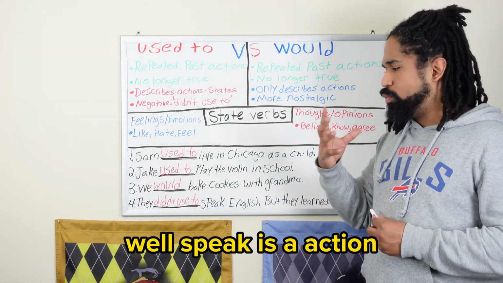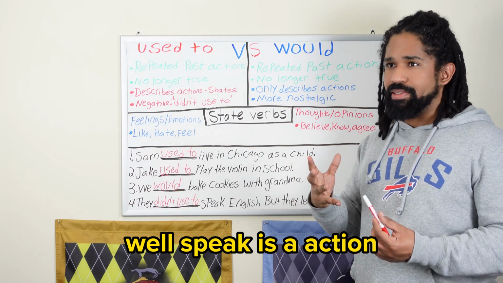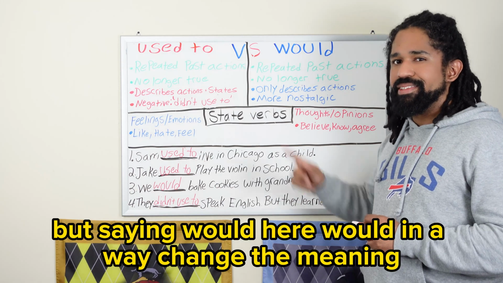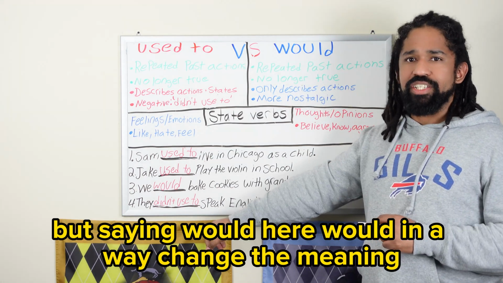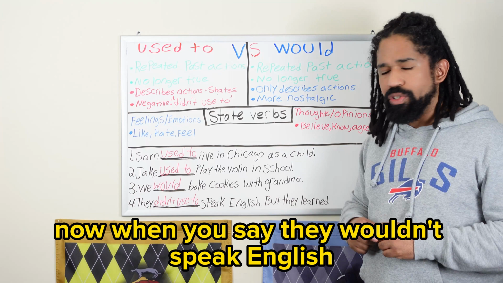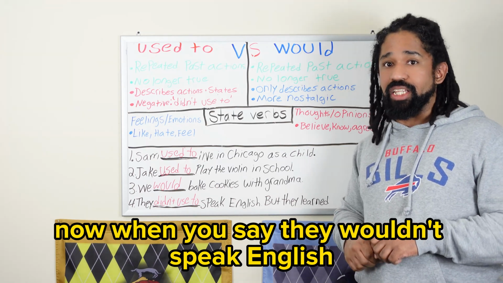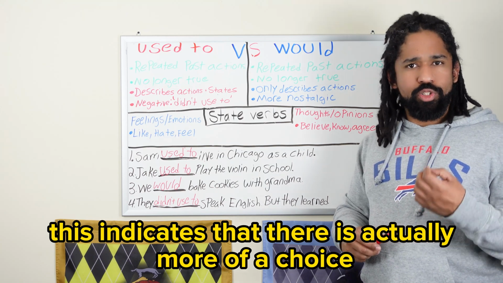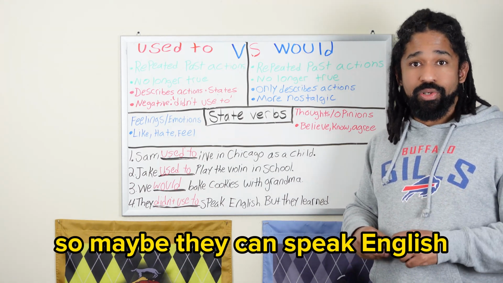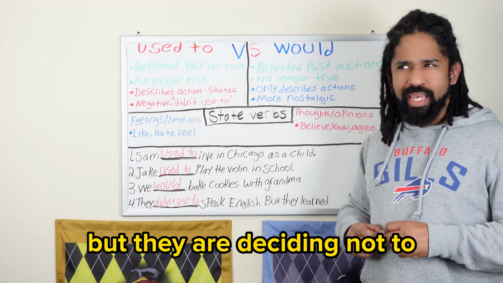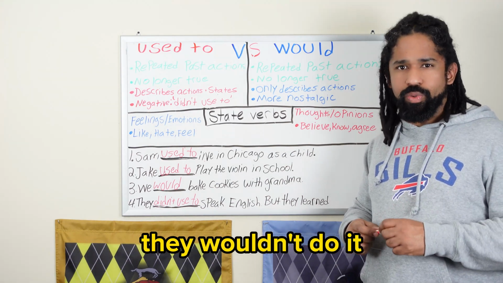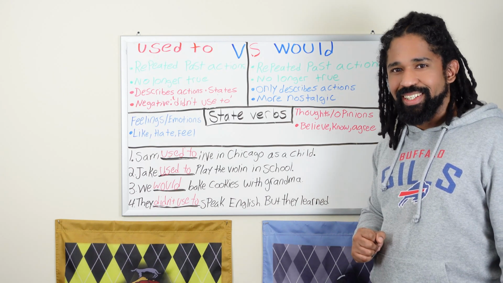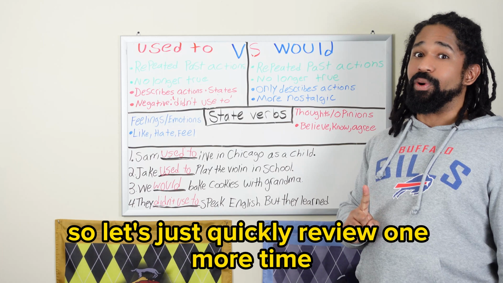Now, you might be saying, well, speak is an action. You can see people speaking. But saying would here would, in a way, change the meaning. Now, when you say they wouldn't speak English, this indicates that there's actually more of a choice in their decision. So maybe they can speak English, but they are deciding not to. They wouldn't do it. They refused to do it. Everyone, nice work. So let's just quickly review one more time.